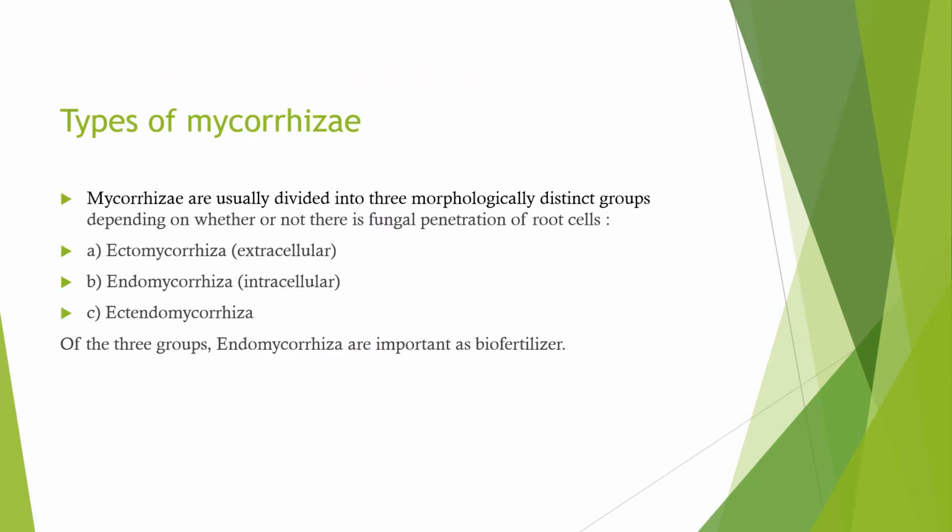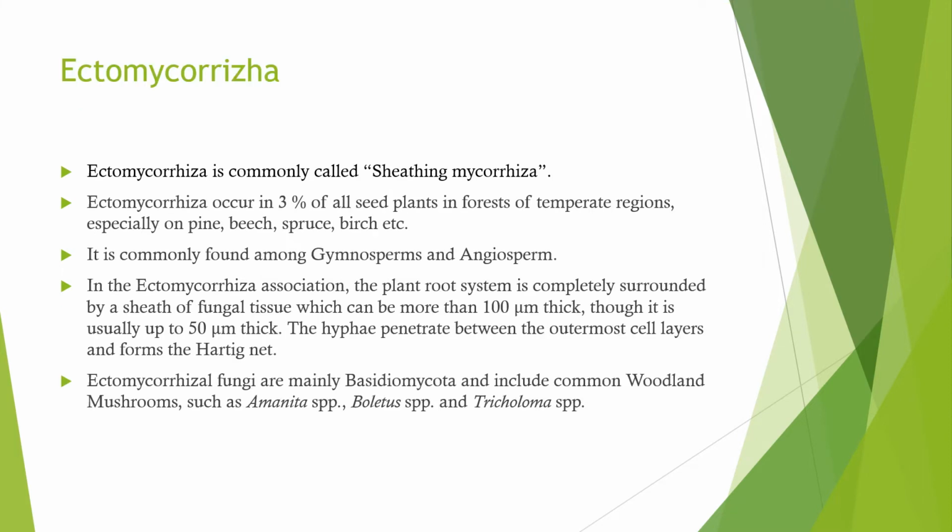Types of mycorrhizae. Mycorrhizae are usually divided into three morphologically distinct groups depending on whether or not there is fungal penetration of root cells. Ectomycorrhizae are extracellular, endomycorrhizae are intracellular, and ectendomycorrhizae are both. Of the three groups, endomycorrhizae are important as biofertilizer. Let us see first ectomycorrhiza. Ectomycorrhiza is commonly called a sheathing mycorrhiza.